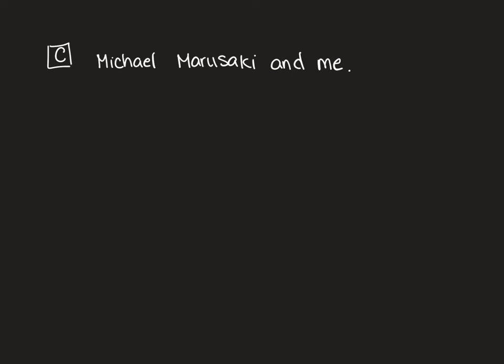The last section, which is section C, is going to start by giving you a phrase. So it's not a full sentence, and you have to decide where the pronoun is and whether it is a subject or an object. That's your first step. So Michael Murasaki and me. Well, Michael Murasaki is a proper noun, it's his name, and me. Me is the pronoun. So we need to go, okay, is me a subject or an object? Well, me is in our object list, so it is an object.